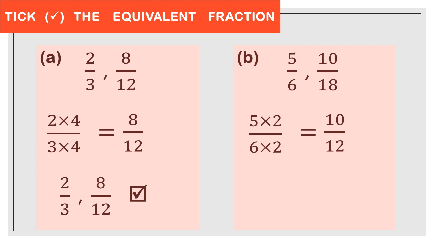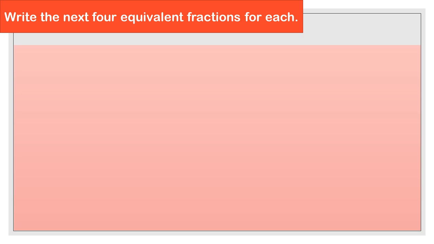But here the fraction is 10 upon 18 and 10 upon 18 is not an equivalent fraction of 5 upon 6. So tick wrong. Let us solve one more question. Write the next 4 equivalent fractions for each. Question number A, 1 upon 3, 2 upon 6, 3 upon 9.